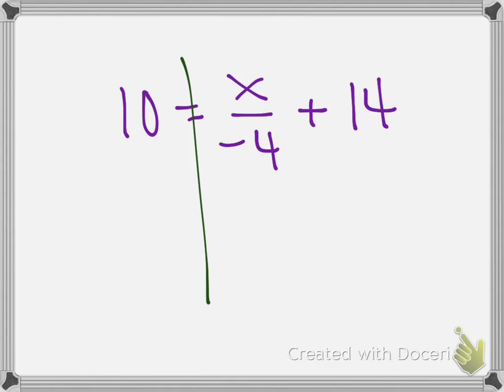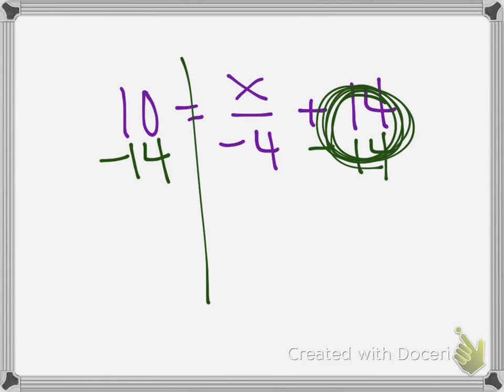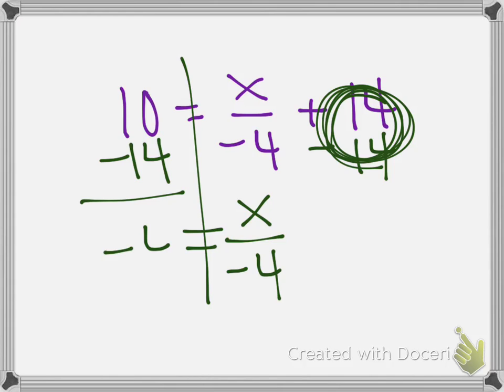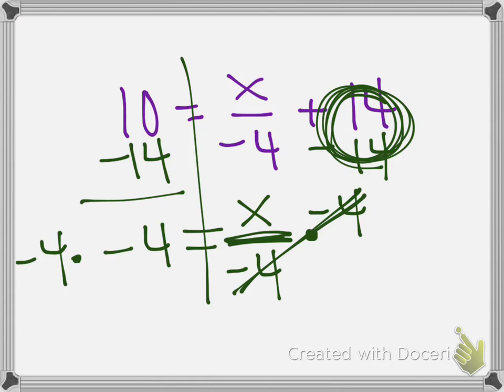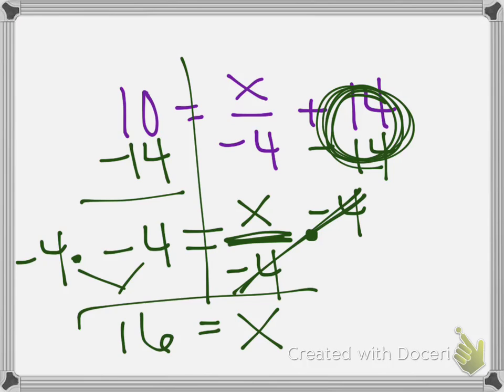Okay, we need to get rid of the 14 and the negative 4. Well, the 14 goes first because that's going to give me 0. Because 14 take away 14 is 0. So bringing down x over negative 4. 10 minus 14 is negative 4. I'm going to multiply negative 4 because it's dividing here. So times negative 4, which gives me my 1, and times negative 4 here. So we get 16 positive is x.